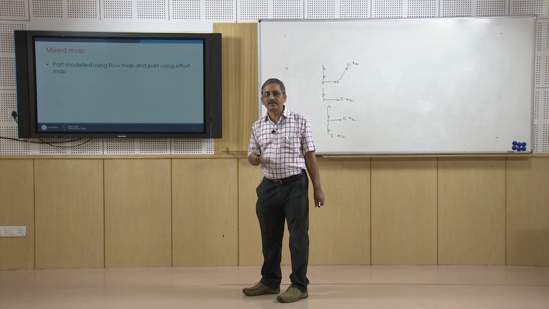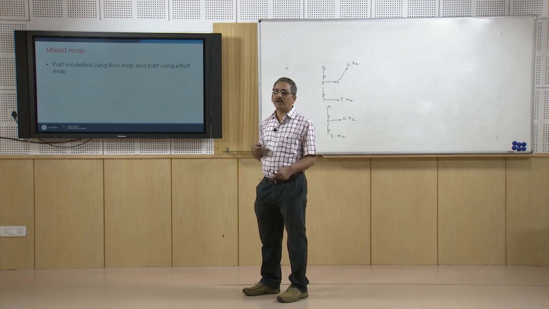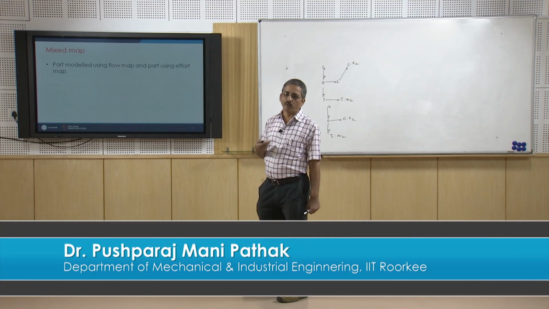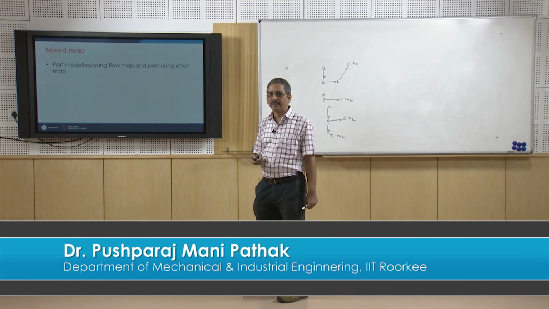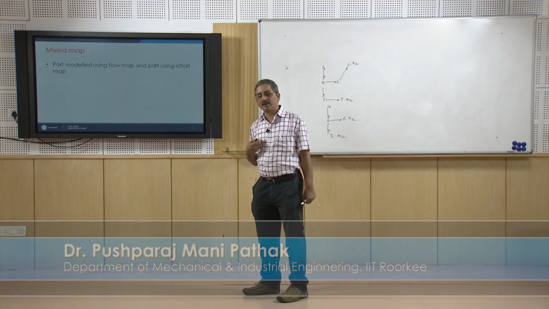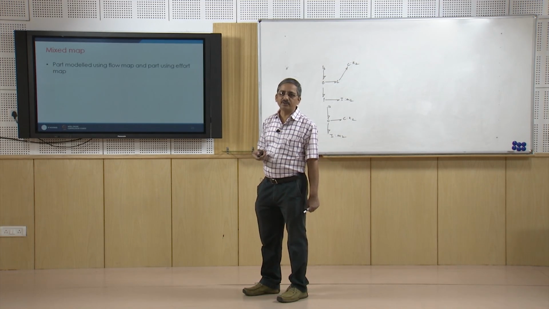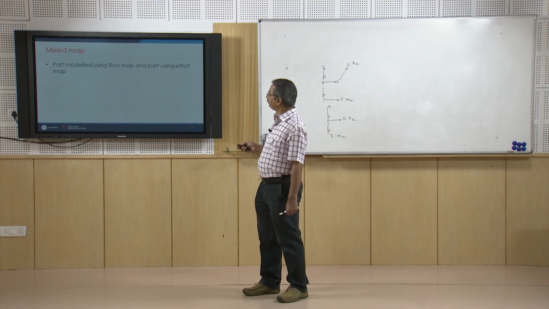Next method is the method of mixed map, and I am not going to talk about it here because it is a combination of both flow map and the effort map. So, part of your bond graph can be drawn using the method of flow map and part of the bond graph can be drawn using the method of effort map.